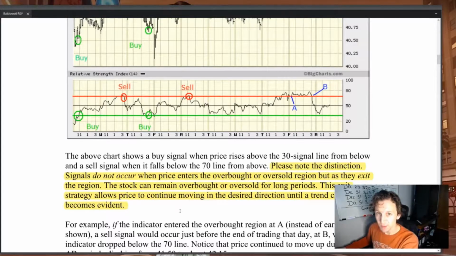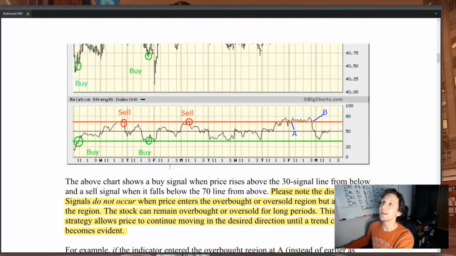Now, you heard me say this before, and this is where I get it from. Thomas Bulkowski says, please note that the distinction of the signals does not occur when price enters the overbought or oversold region, but as they exit the region. The stock can remain overbought or oversold for long periods. The exit strategy allows price to continue moving in the desired direction until a trend change becomes evident.